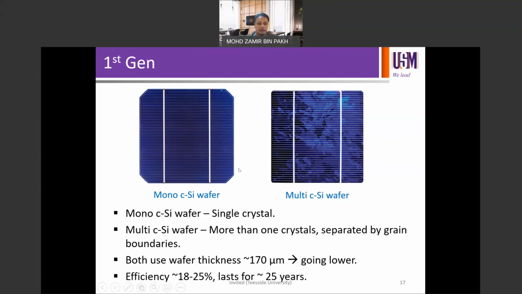So for this first gen, the efficiency ranges from 18 to 25% typically, and the technology lasts for 25 years in the field. So this is the most dominant technology that we have in the market right now, which represents about 90% of the whole market. I'm going to show you later on.